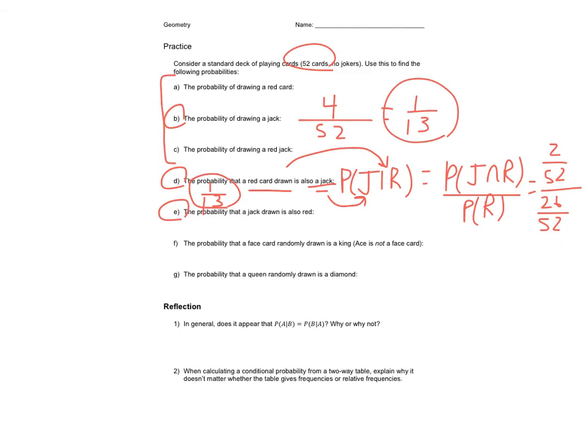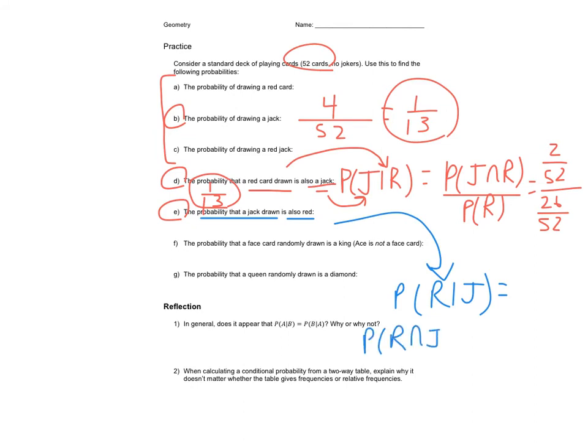Now, look at the slight difference here in letter E. And for letter E, I'm going to kind of show my work down here just because I ran out of space there a little bit. For letter E, the probability that a jack drawn is also red. So now the order's been flip-flopped. So now instead of the probability of jack given red, we're looking for the probability of red given jack. That's going to change our calculation a little bit, isn't it? That's going to be the same as the probability of the intersection of those two over the probability of a jack.